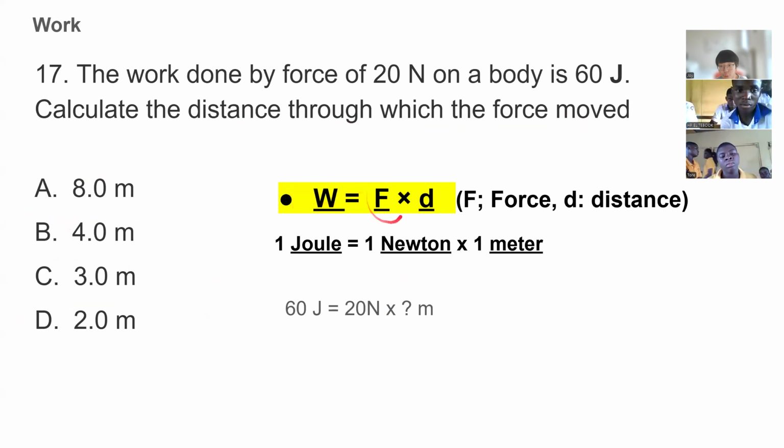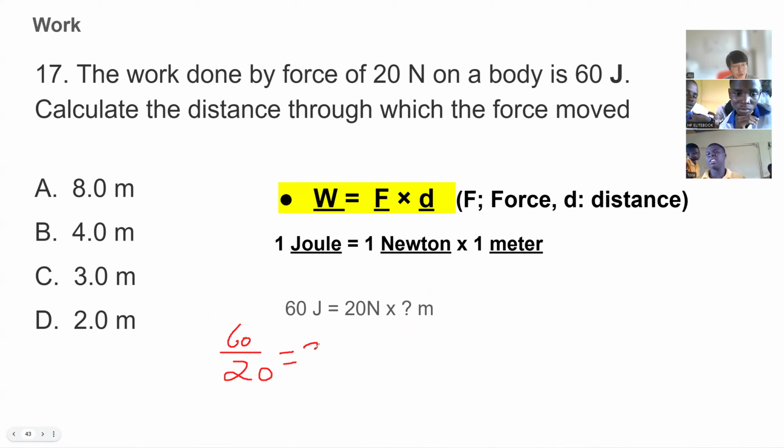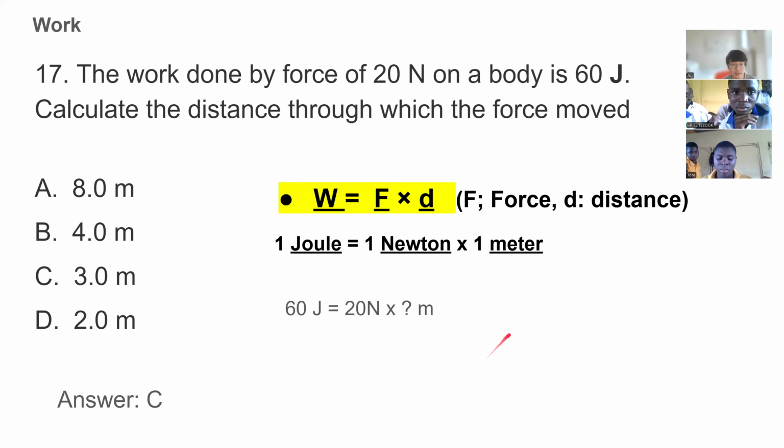Work is basically force times distance. So here, work is 60 joules, and force is 20 Newtons. So you're calculating the distance. 60 divided by 20 should equal 3, right? 3 meters. So it'll be C. If you said C, then that is correct.